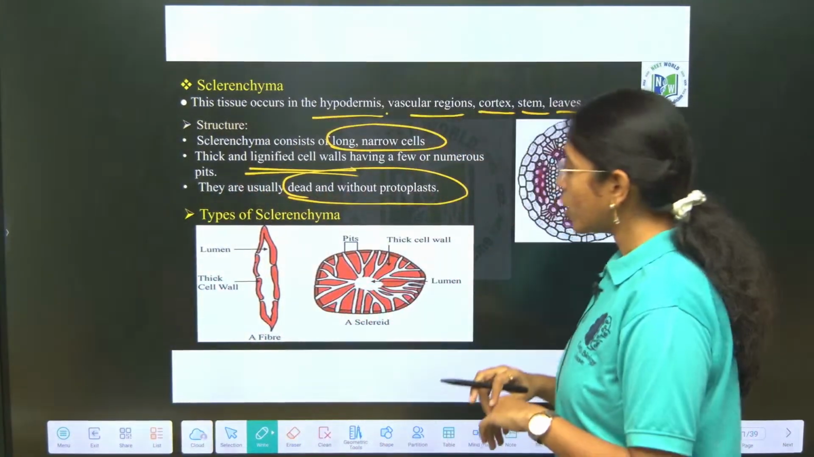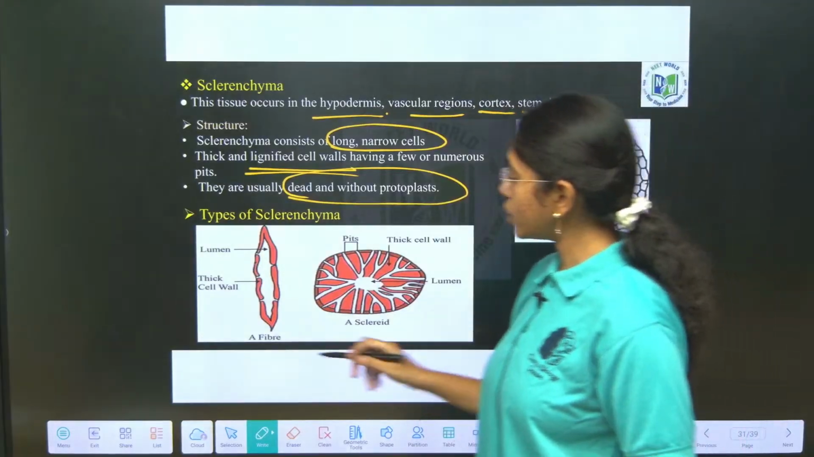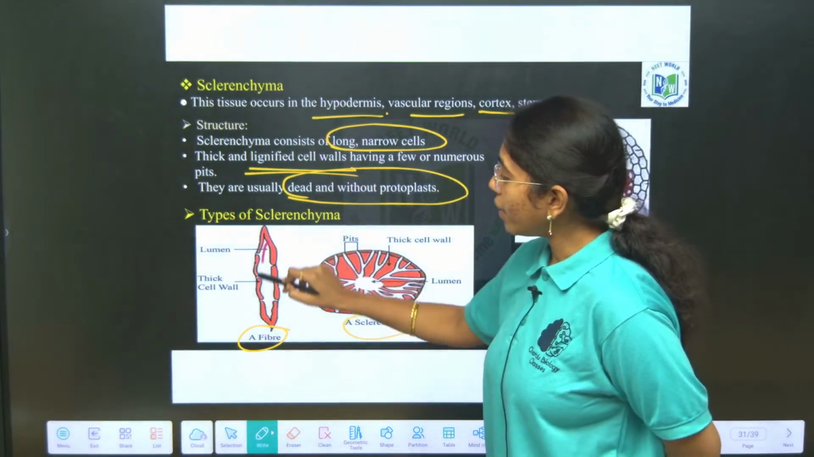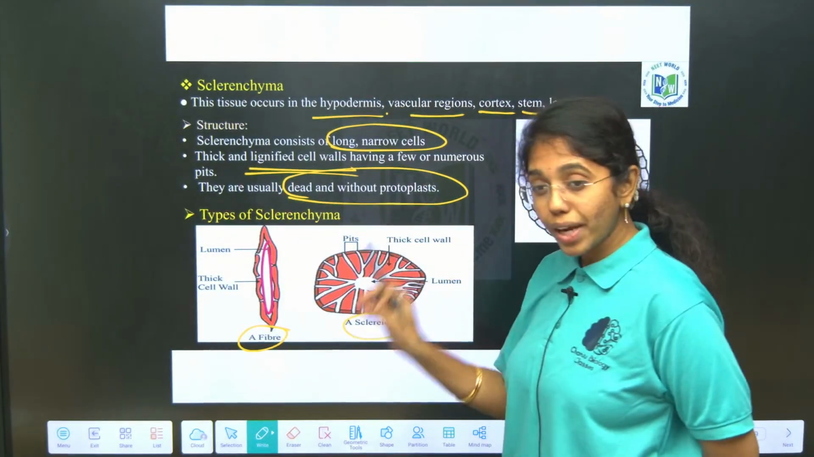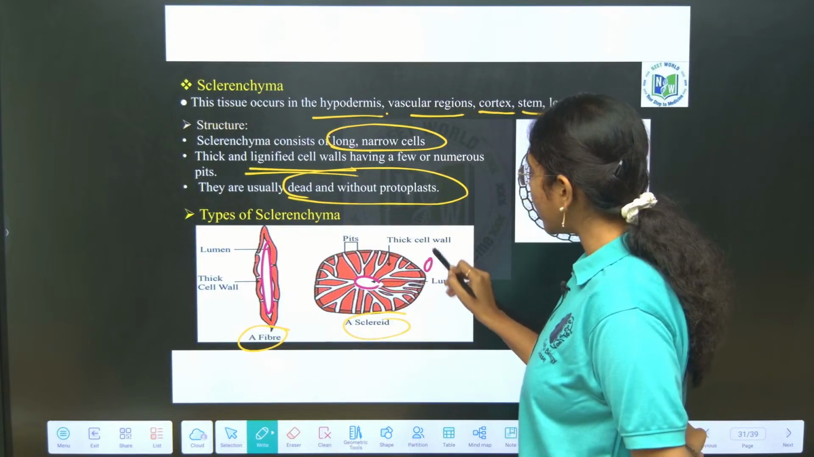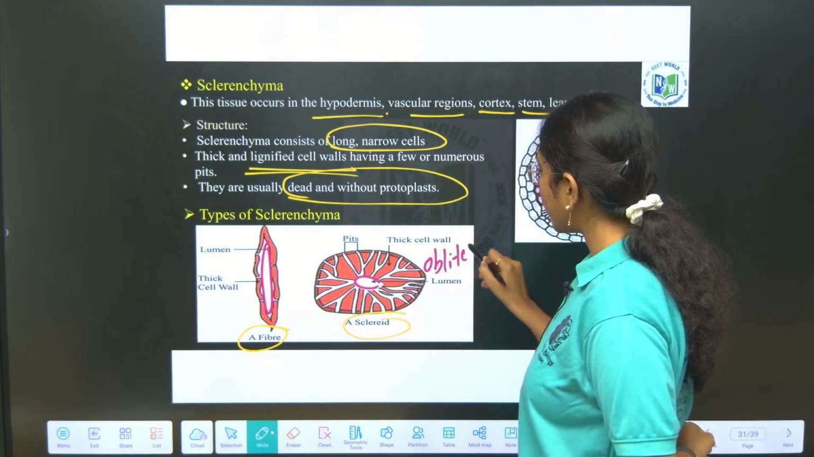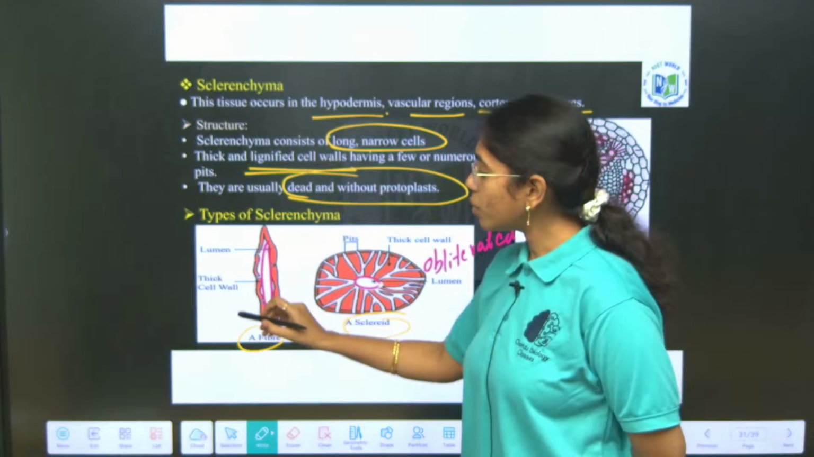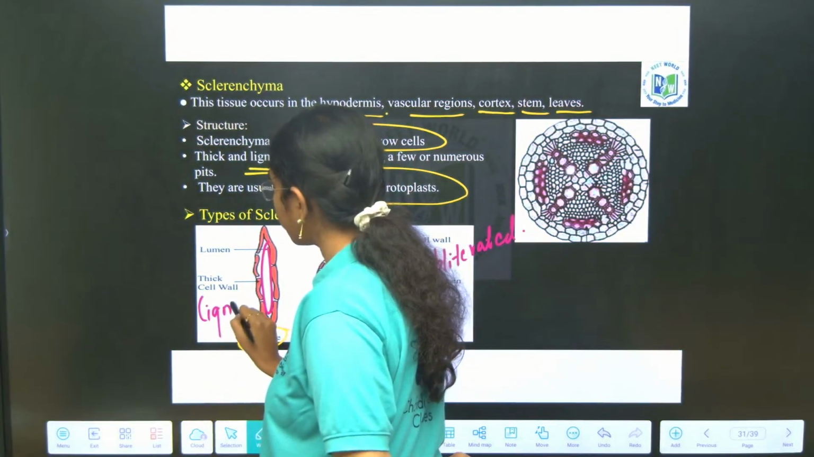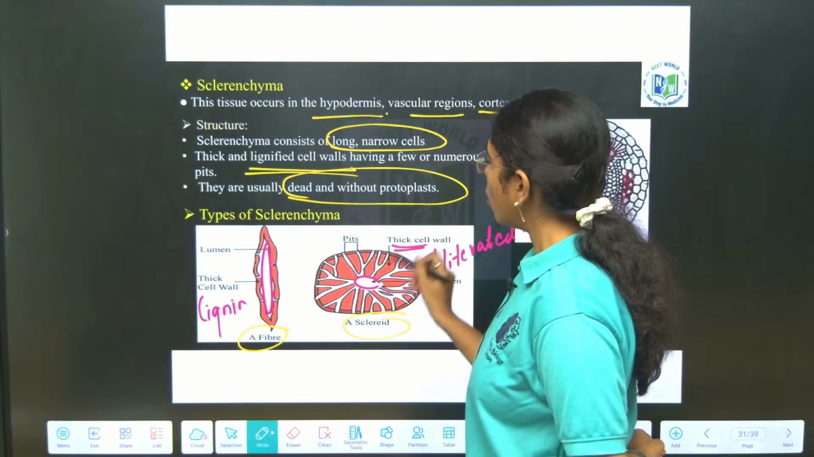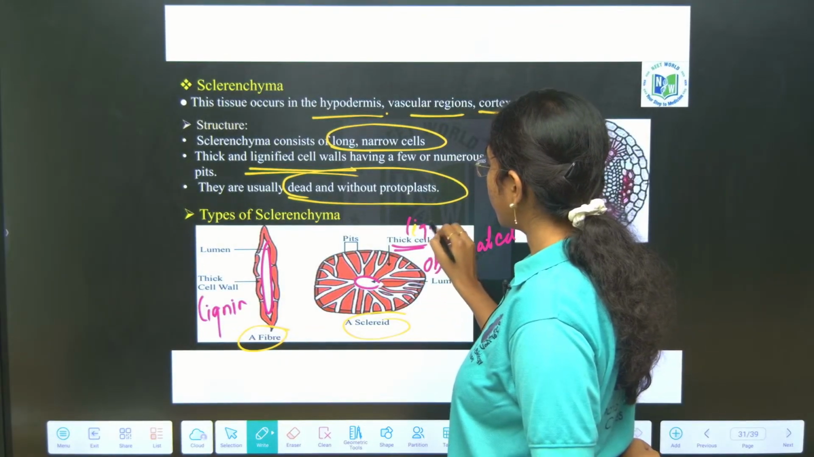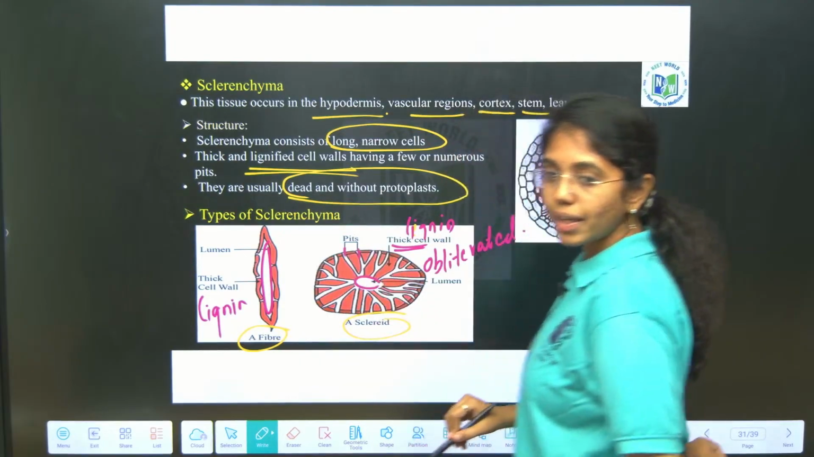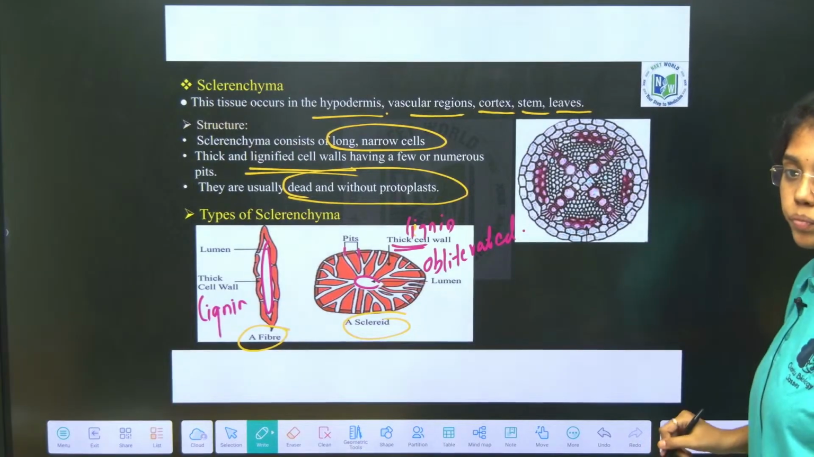Here, if you see, two types of sclerenchymatous tissues are present: fiber and sclereid. In fiber you have a very narrow lumen; in sclereid it is so narrow that you call it what? Obliterated lumen, a very narrow lumen. And the cell wall is thick with what depositions? Lignin. Here also the cell wall is very thick with lignin. Here you can see pits. Clear with fibers and sclereids? Yeah.